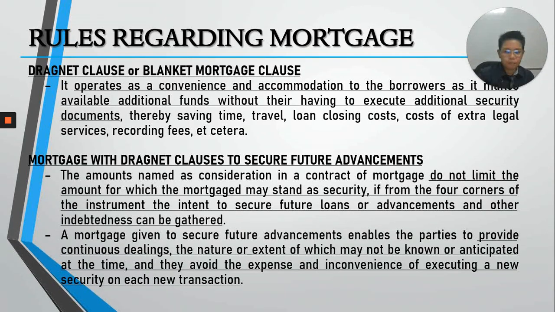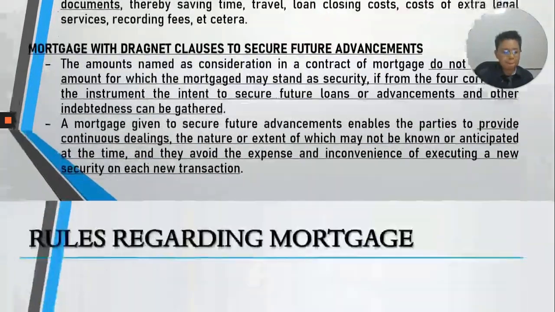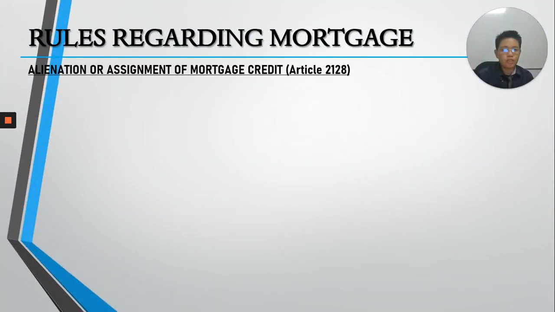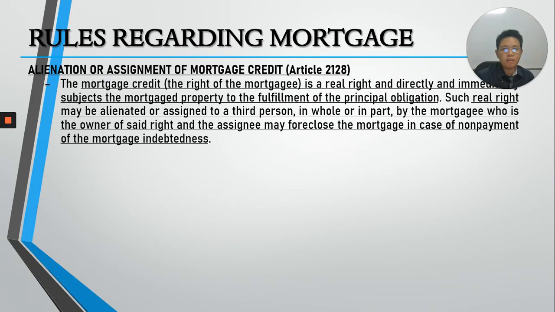What else? A mortgage given to secure future advancement enables the parties to provide continuous dealings. Kasi nga convenient, it is an accommodation to borrowers. So what else? Yun namang alienation or assignment of mortgage credit. So yun ngang mortgage credit is a real right. Di ba? Sinabi ko na kanina yon.